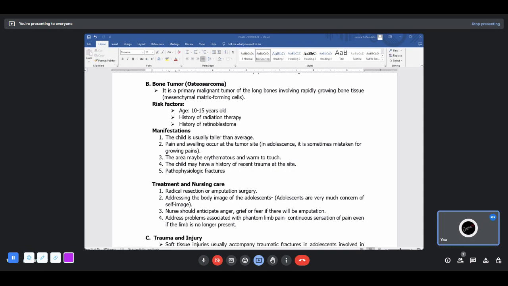For the manifestations, the child is usually taller than average. Okay, pain and swelling occurs at the tumor site.